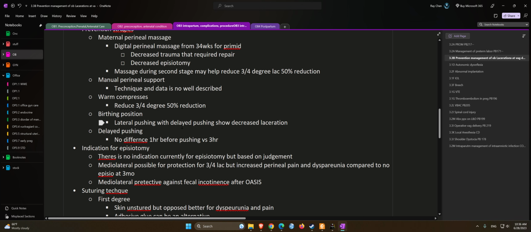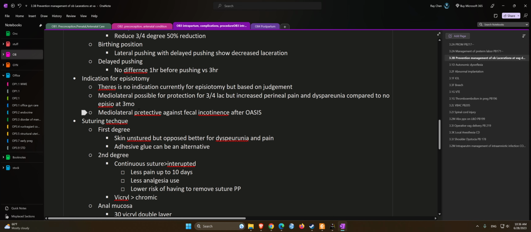Indications for episiotomy. There is no indication currently for episiotomy, but it's based on provider judgment. Mediolateral is possibly better for protection against third and fourth degree laceration, but with increased perineal pain and dyspareunia compared to no episiotomy at 3 months. Mediolateral is also protective against fecal incontinence after OASIS.